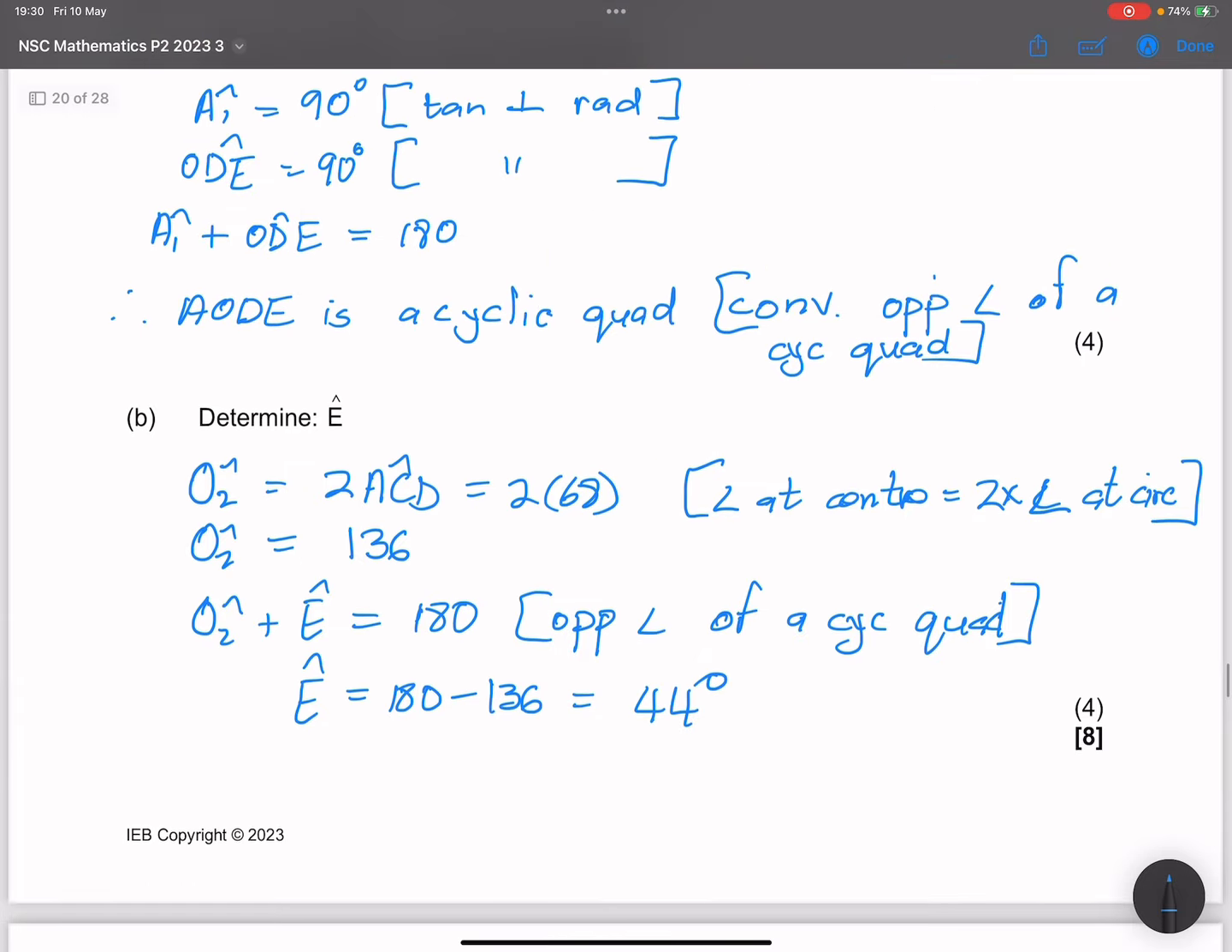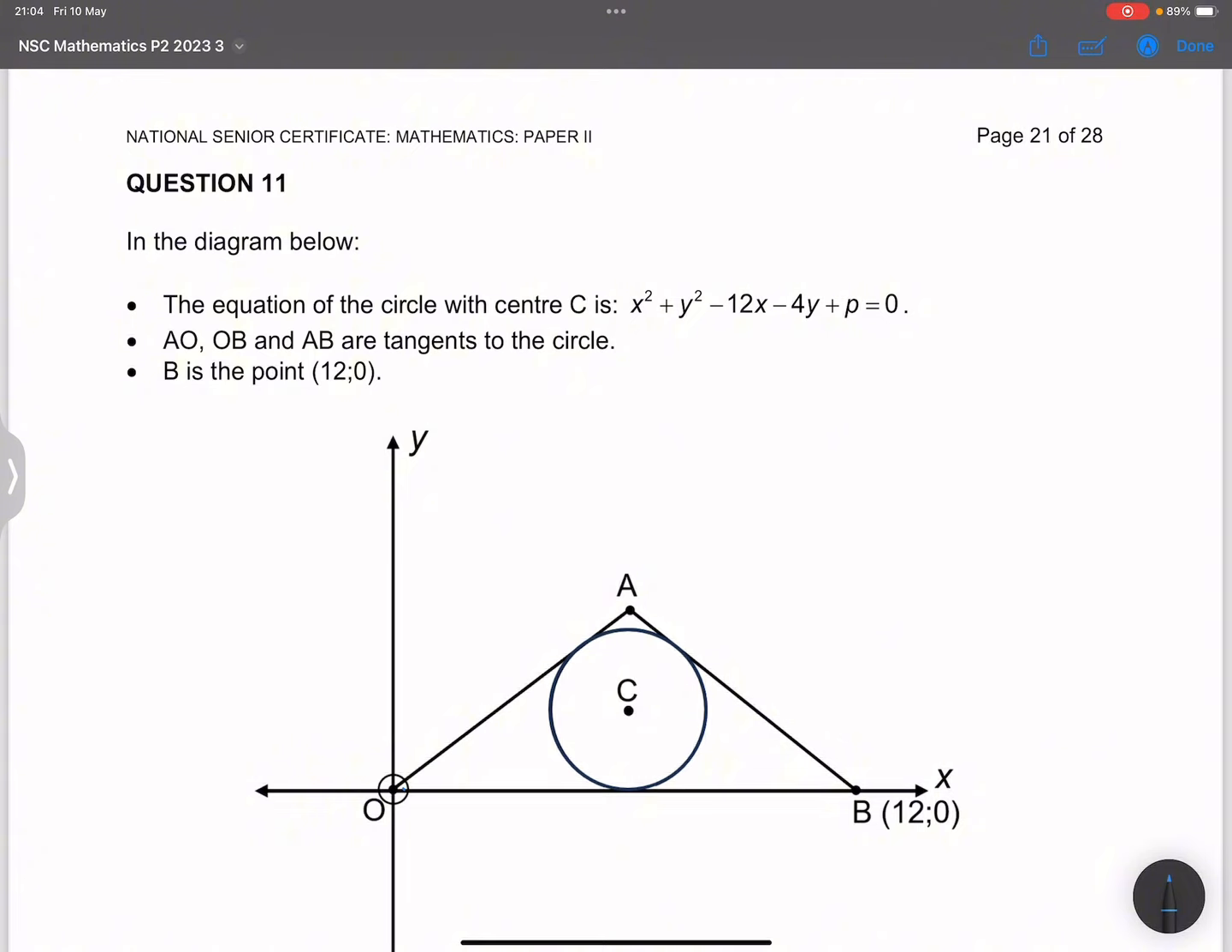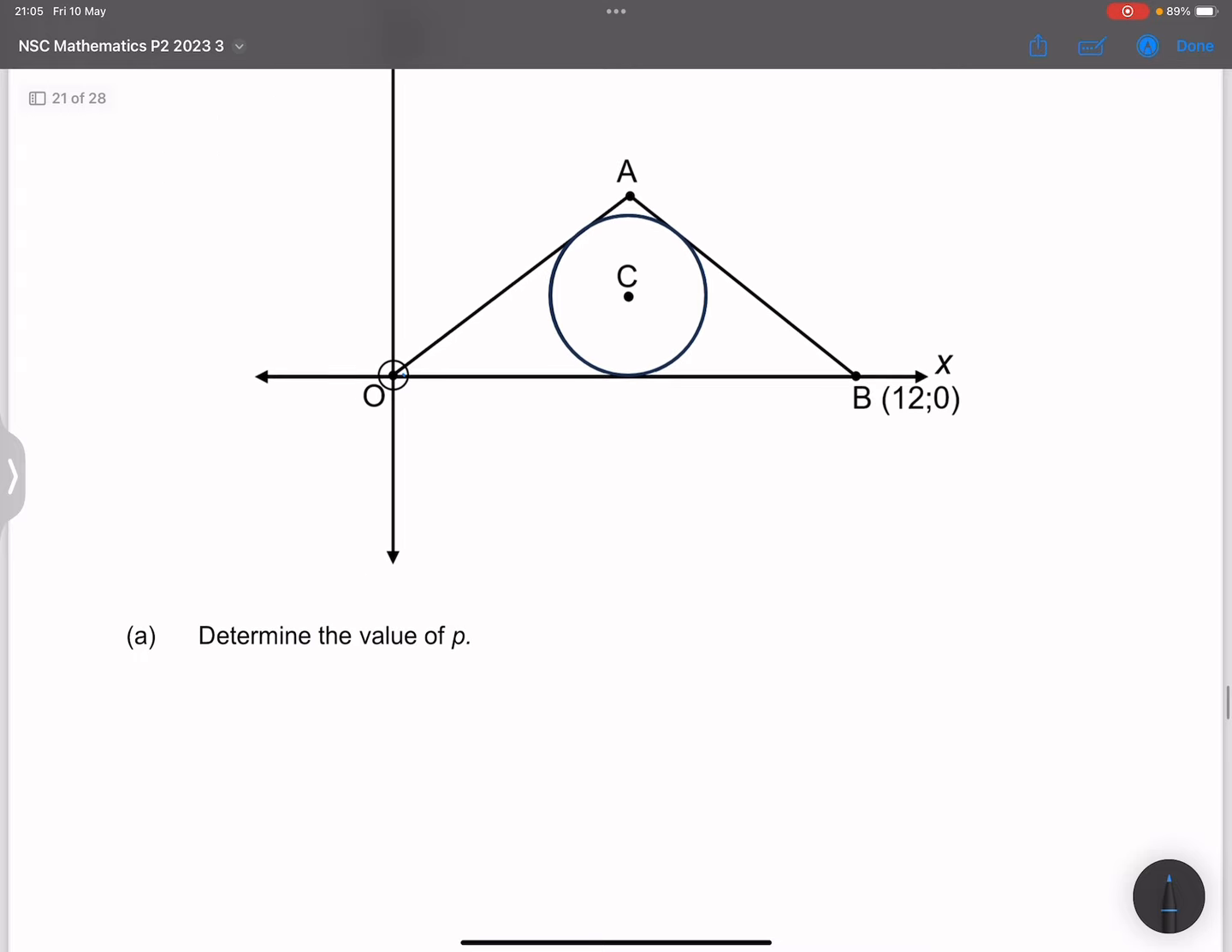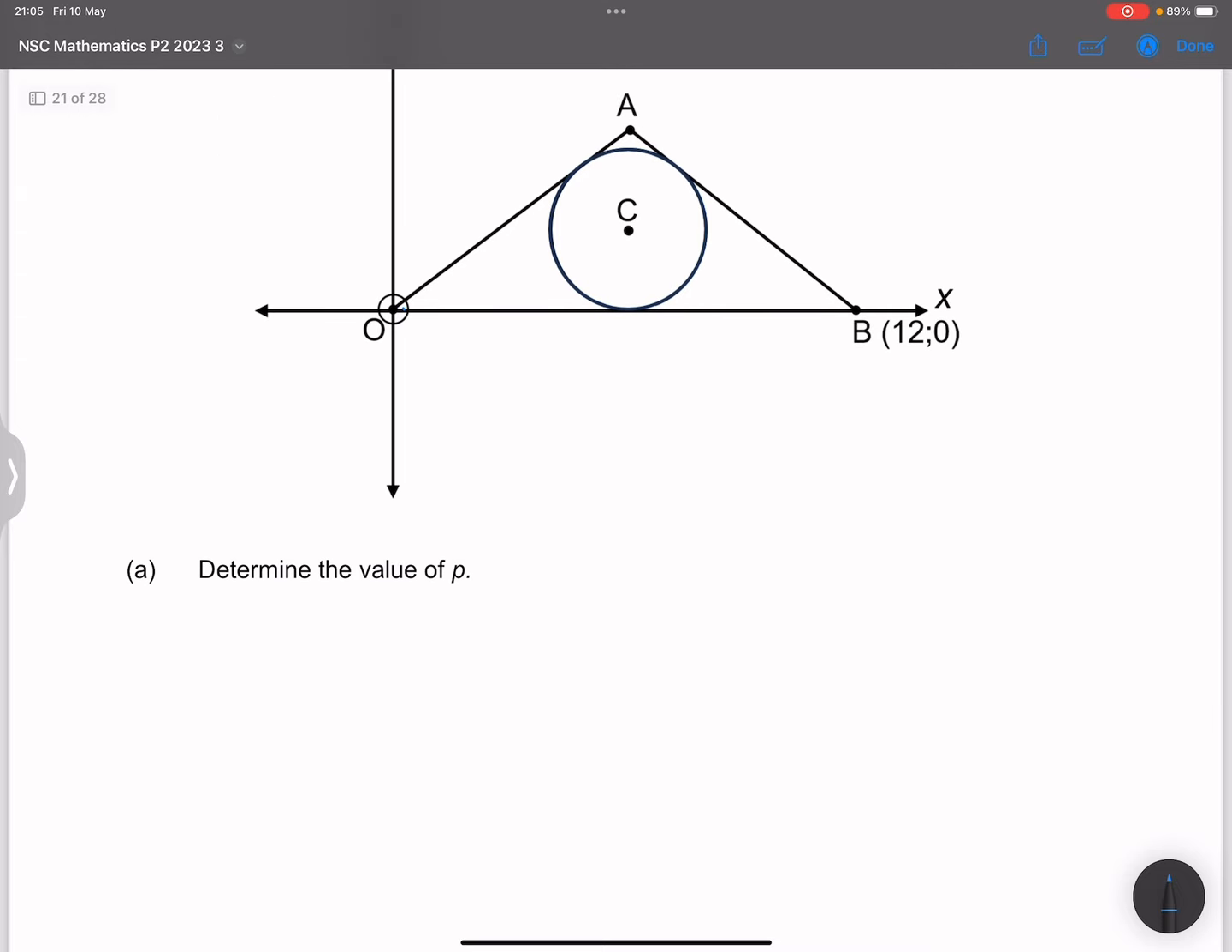All right, let's go to question 11. Now we get into question 11. Right, we are on the money. So they say the equation of the circle with center C is x squared plus y squared minus 12x minus 4y plus p equal to 0. Now they say AO, OB, AB are tangents to the circle, and that B is the point (12, 0). All right, so let's look at the questions that follow. They say determine the value of P.